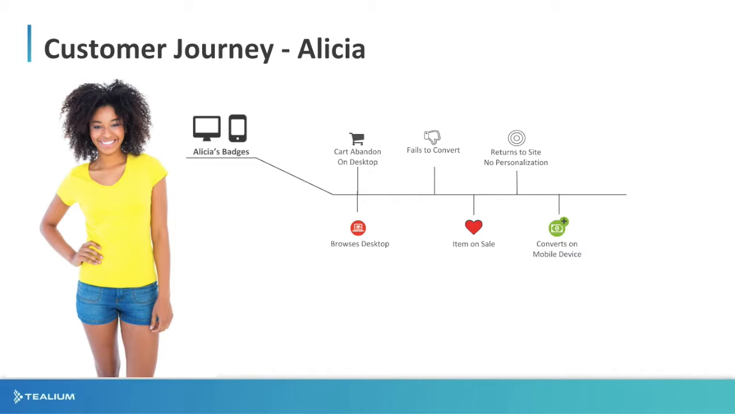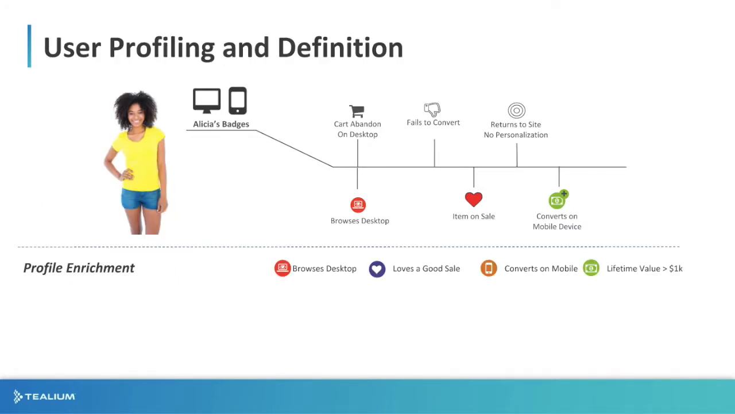And we've really stitched together her experiences across the desktop and mobile devices. And more importantly, through the centralization of data, we can appropriately enrich her profile and accurately define who she is to the business. In this case, it would be that she's a desktop browser, she loves a good sale, she converts on mobile, and she has a lifetime value of $1,000.